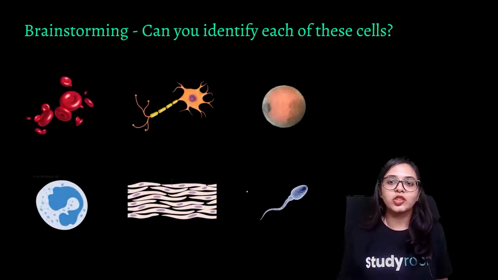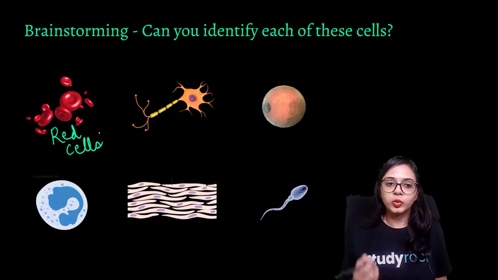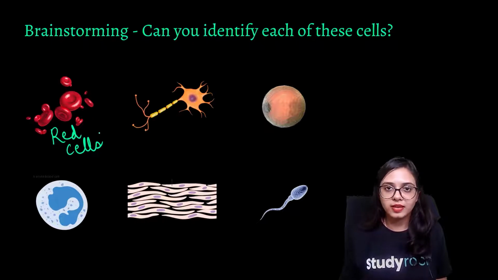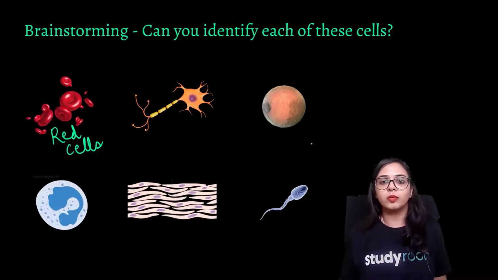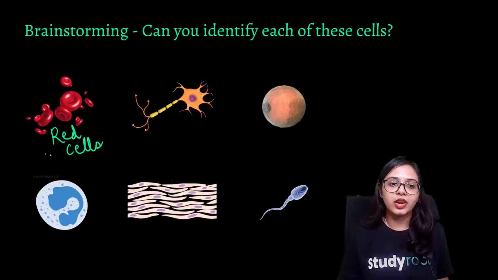Can you identify each of these cells? Right now you may be wondering, I don't know about this cell, but slowly and gradually, as you learn the different functions that cells perform, we will also come to the different kinds of cells and their specific functions. So these are the red blood cells, found in our bloodstream.